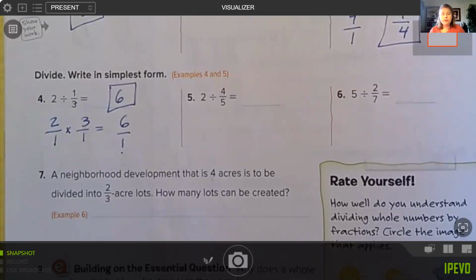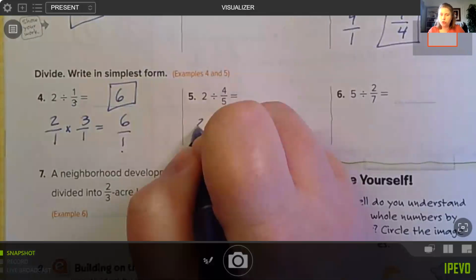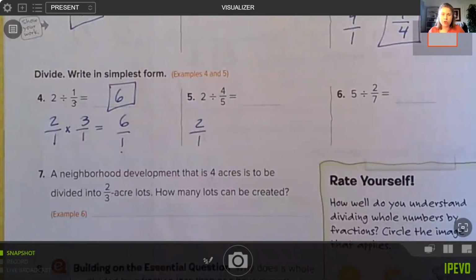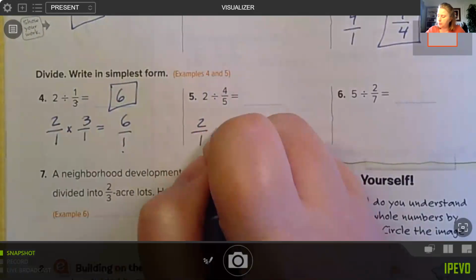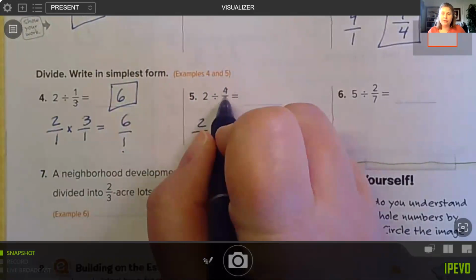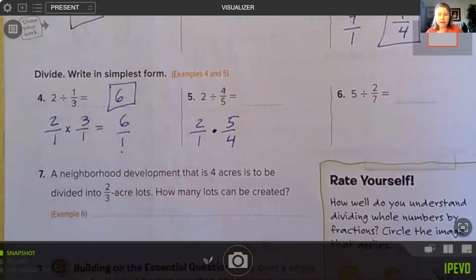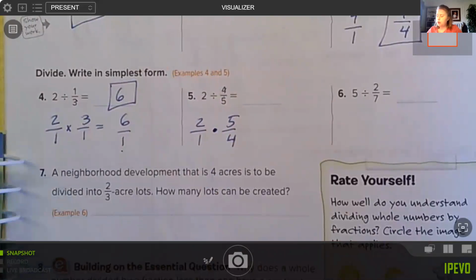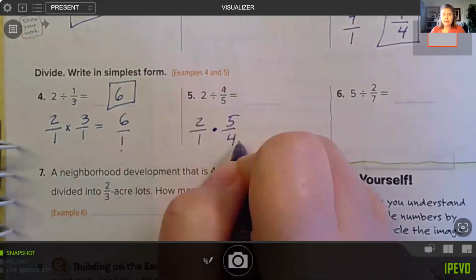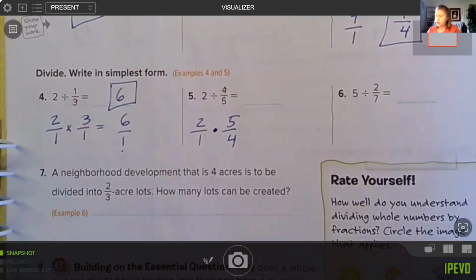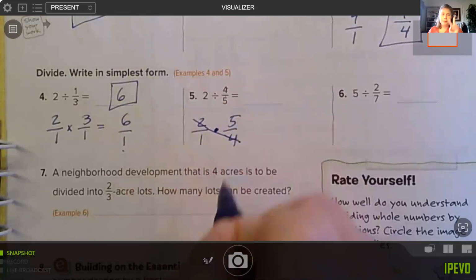Number 5, we have 2 divided by 4/5. We're going to write that 2 as 2/1, and then we'll change the divide to times. Instead of 4/5, we're multiplying by the reciprocal 5/4. Then we multiply numerator times numerator. Check to see if you can cross cancel, because cross canceling will help us have smaller numbers in our answer. So 2 and 4 are both divisible by 2.